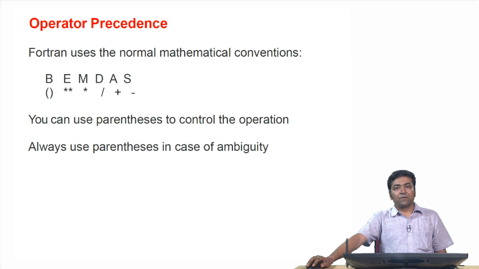The operators are typically used in the following precedence. First it will do the actions which are within the brackets, then the exponentiation, then the product, then the division, then addition, and then subtraction. But if you have several of these operations together in a single line, it is always advisable to use parentheses to control the operation, and also to bring clarity and remove ambiguity in your program, and as a result you will make fewer mistakes.